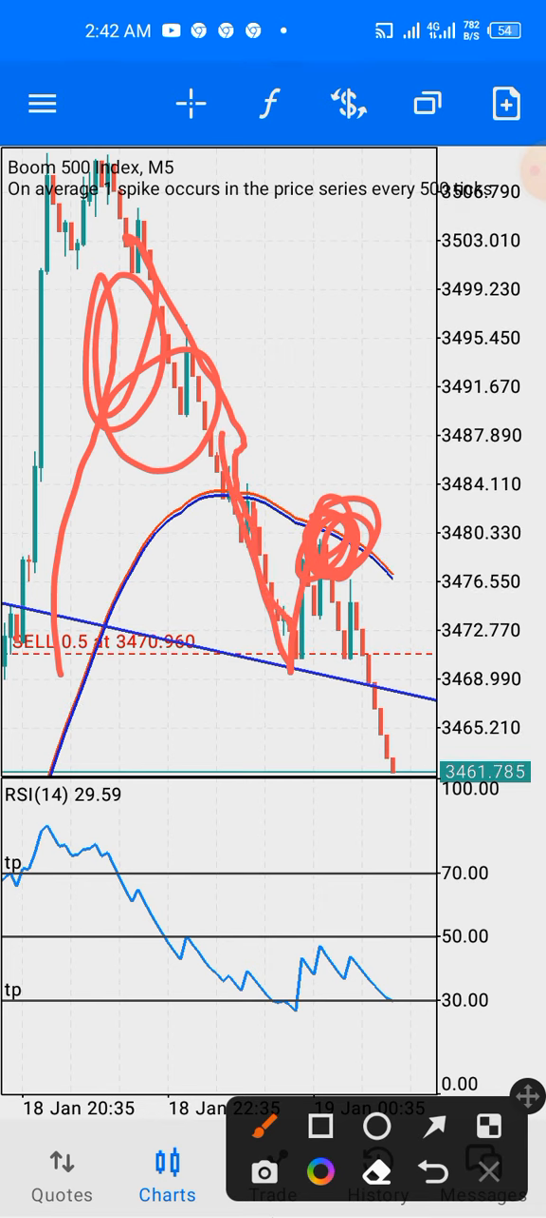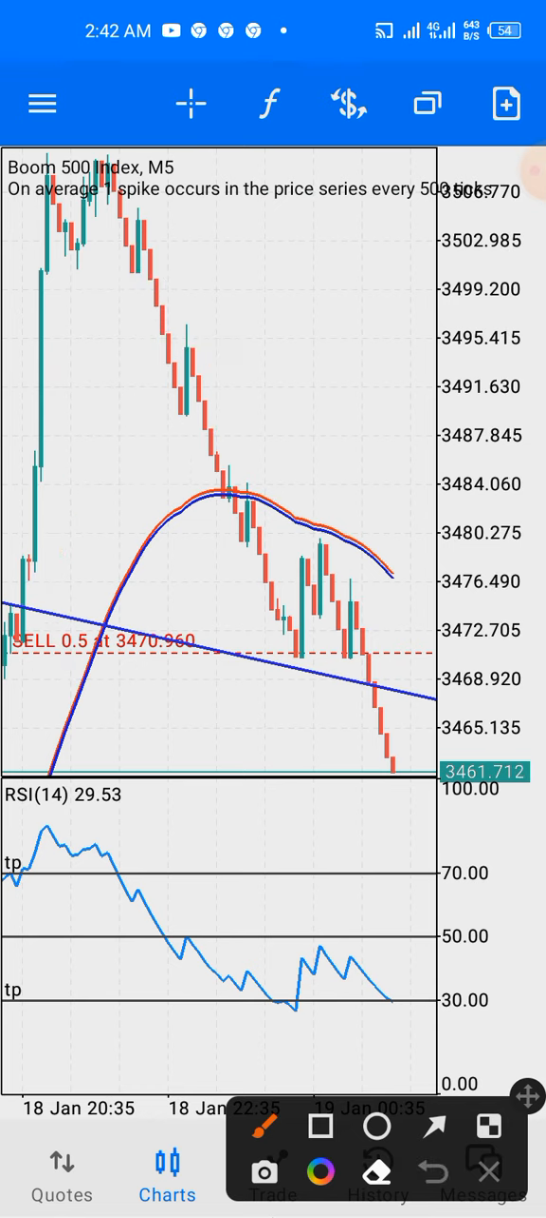While it crosses below the indicator here on the main chart, the RSI also crosses below the 50 level. This is our 50 level. So the RSI also crosses below the 50 level, and then also gives us this pullback here. As it gives us this pullback, the same thing we have here. This is where you want to make your entry.